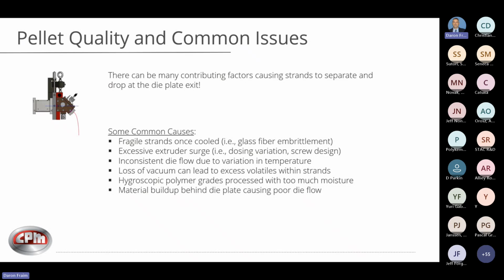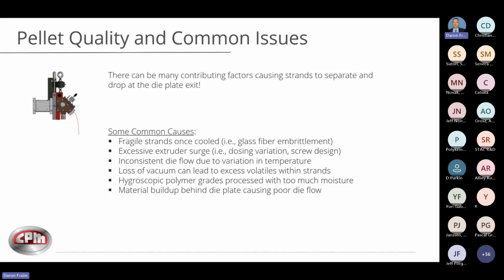Also, another thing to consider is your vacuum. If you are working with an application that has a higher volatile content, or you're really trying to remove a lot of volatiles, sometimes if you lose the vacuum, you can experience strands dropping and may not realize that the vacuum's been fouled and is not operating properly. So essentially now those volatiles are being entrained more into your strands.